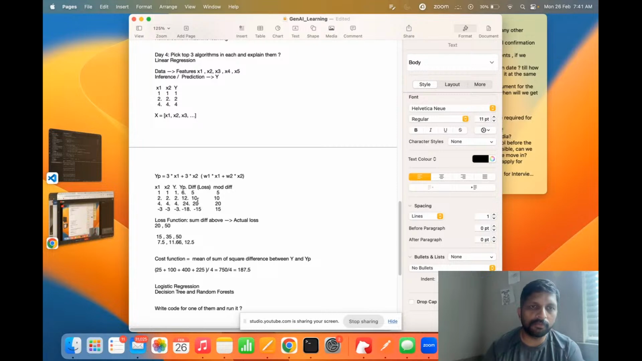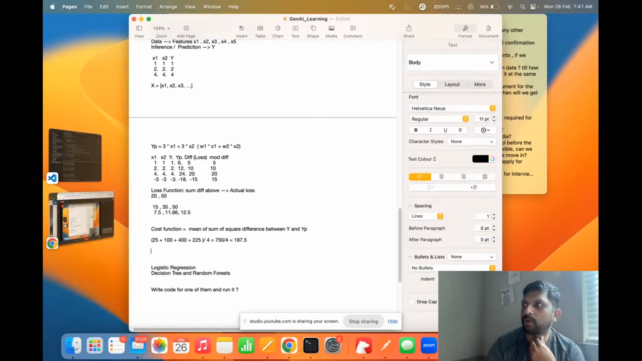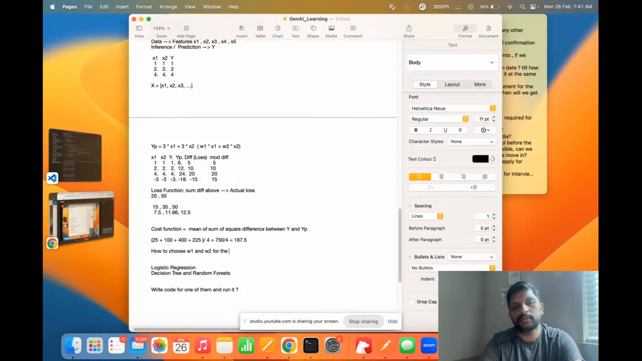We looked at what the loss is and what the loss function is, how we create it, and then what a cost function is and why we need a cost function. We have looked at this, and yesterday we were talking about how to choose W1 and W2 for the equation.